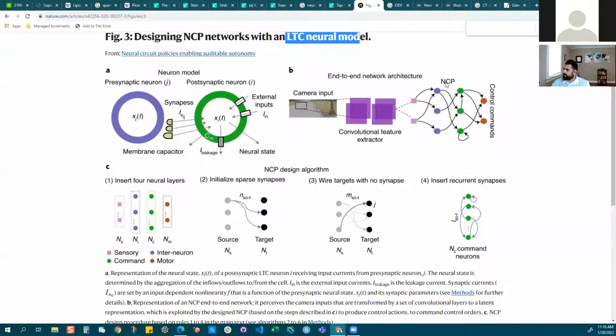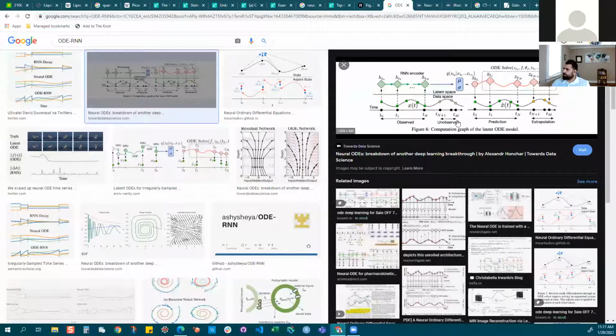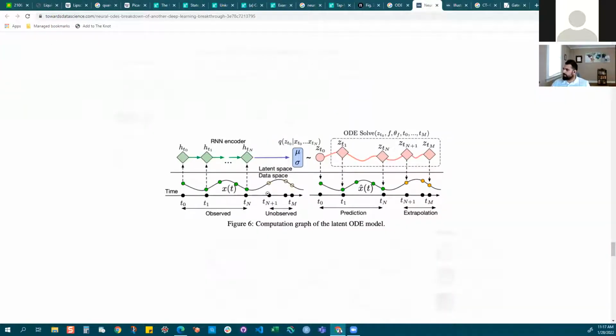We see that neural circuit policy, or NCP, guides the flow of information in a neural network through causality and through causal models. Then there are differential equations or ordinary differential equations. There's a good example of it here, comparing an RNN encoder or recurrent neural network encoder with an ordinary differential equation solver. They sort of operate the same through time.